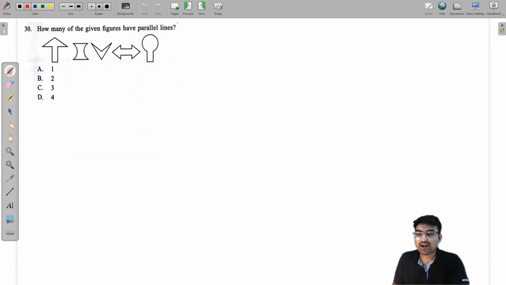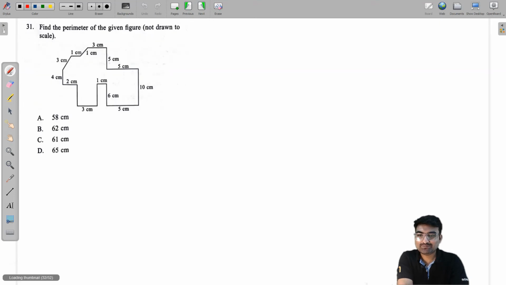Okay, how many of the given figures have parallel lines? Okay, these have parallel lines. This also have parallel lines. Okay, these don't have parallel lines. So 1, 2. Okay, again here also parallel lines. 3. Here also parallel lines. 4. So total 4. So option number D.